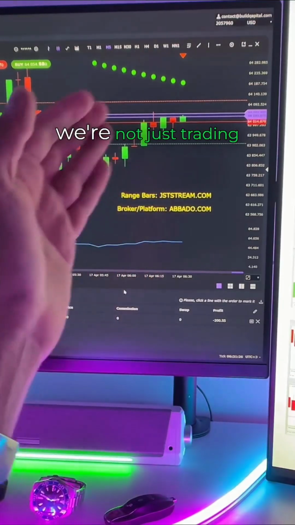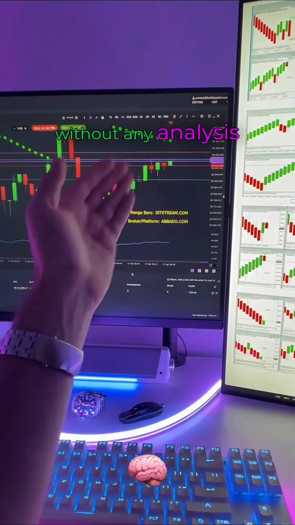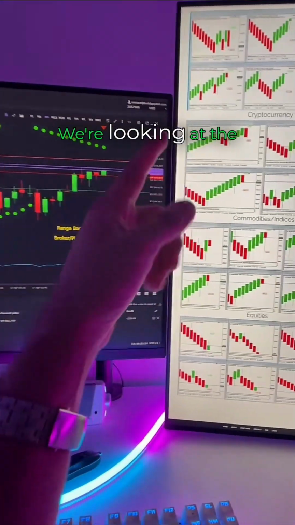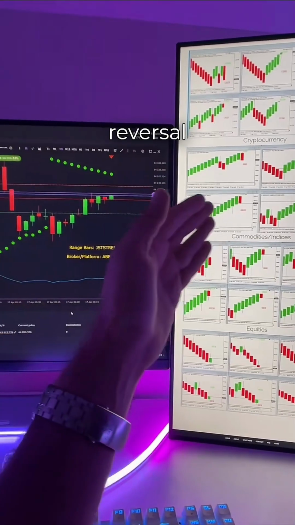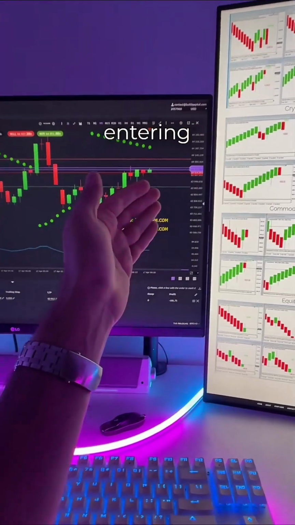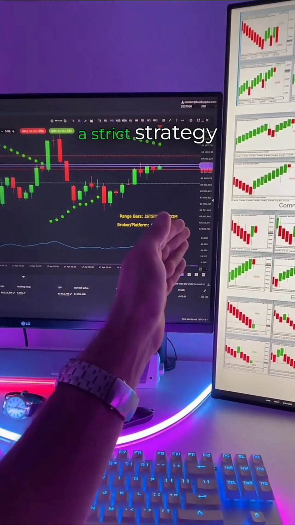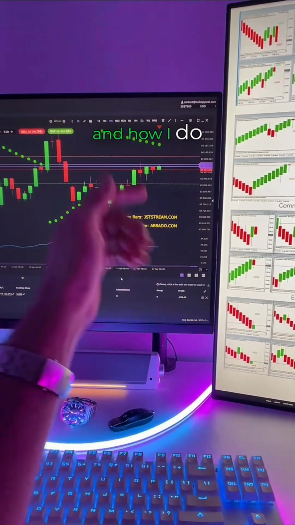Because remember, we're not just trading without any analysis or without any reason for entering the trade. We're looking at the range bars. We're seeing when the reversal is happening. And once the reversal is happening, that's when we're entering. Because we're doing that, we need to follow a strict strategy. And I'm going to walk you guys through exactly what I do and how I do it on this live.